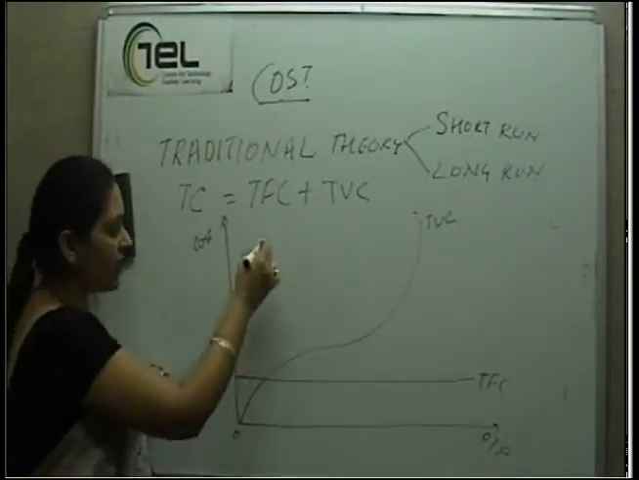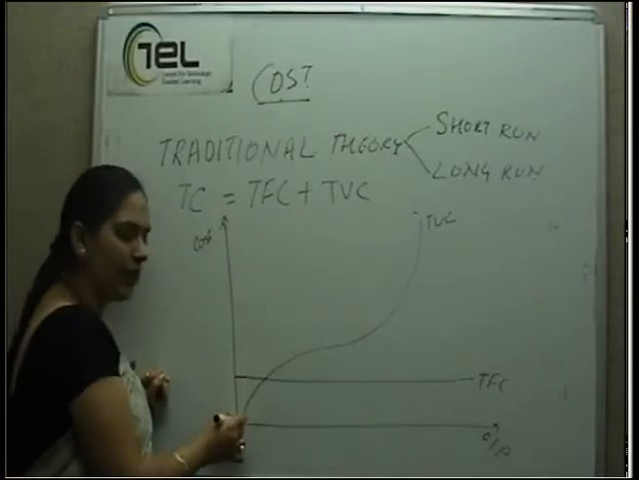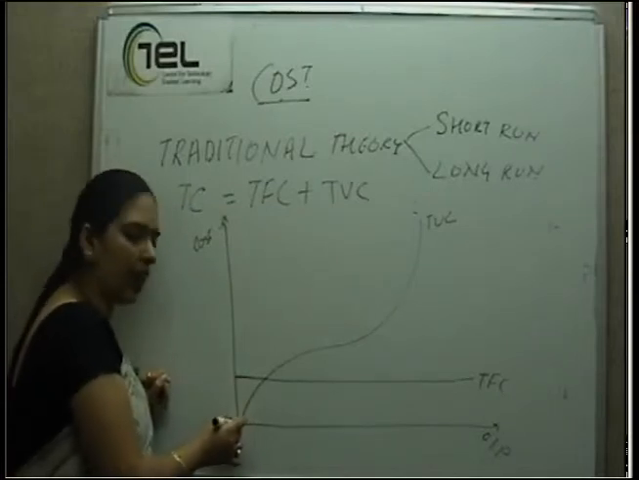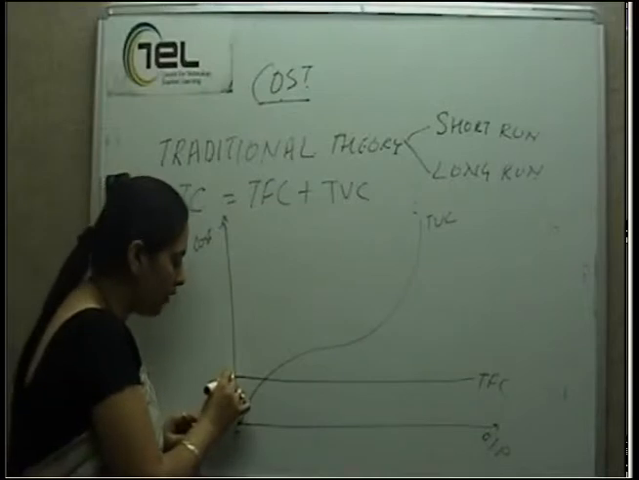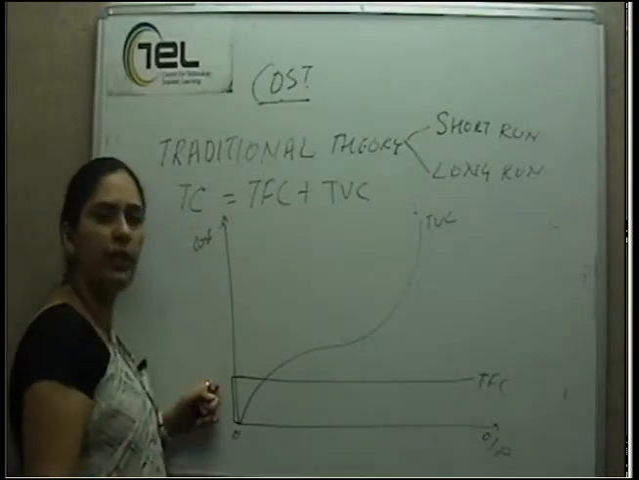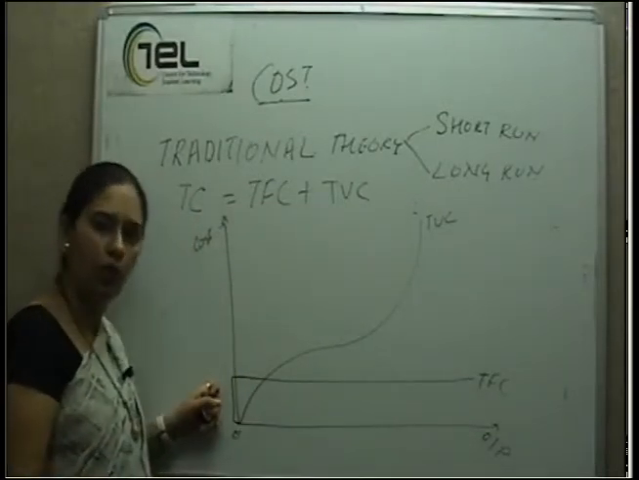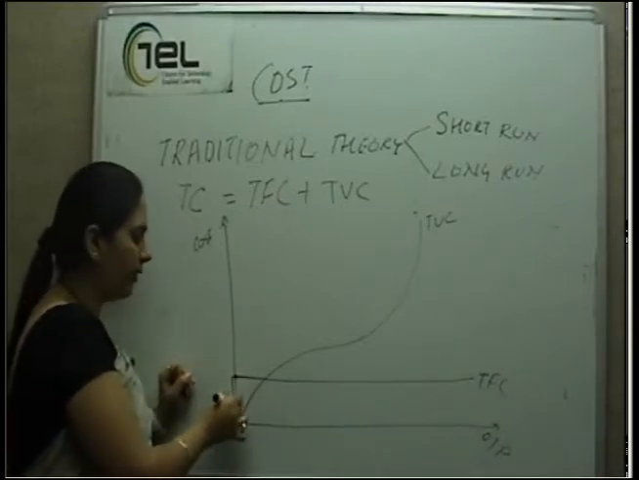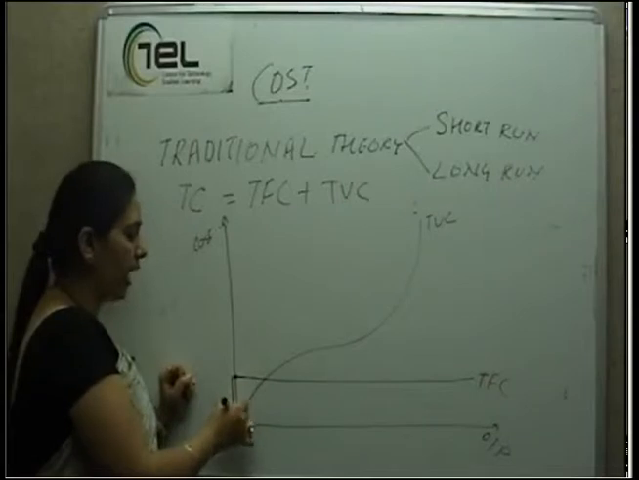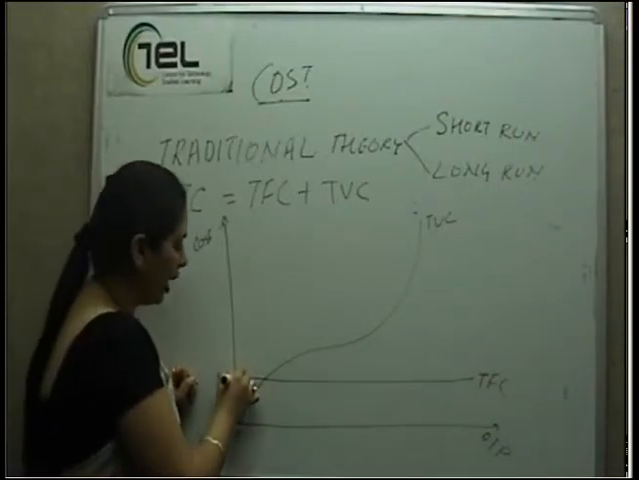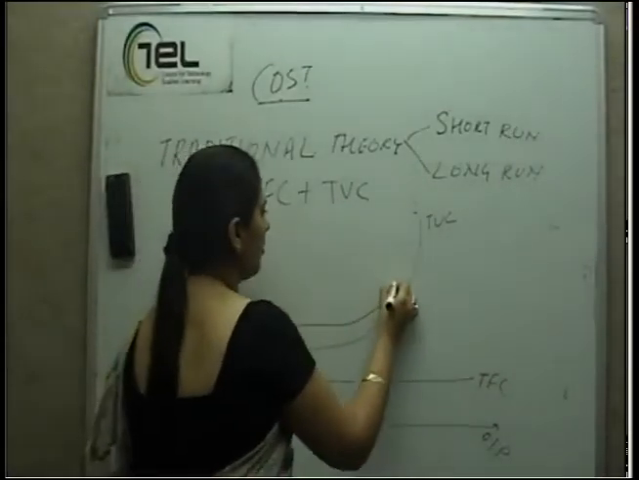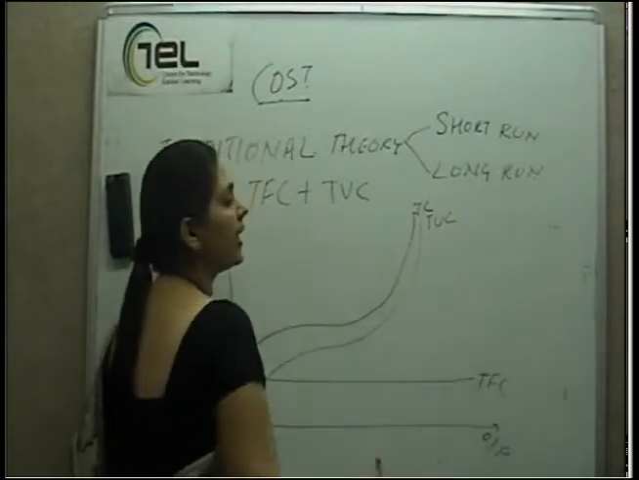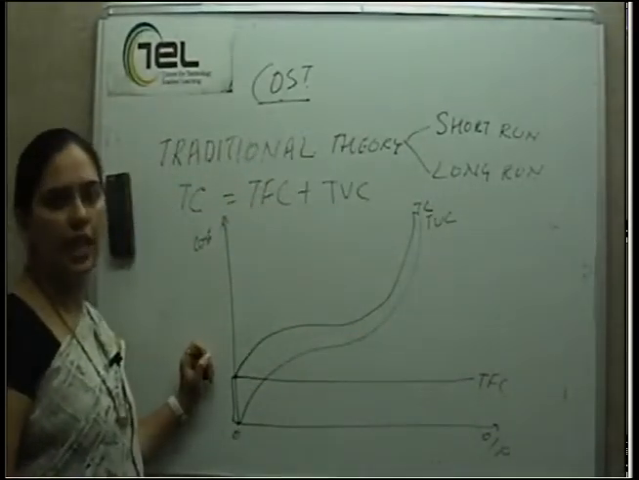Now TVC plus TFC if I do, obviously I know my curve will not start from origin because there is always a fixed cost which I will be incurring irrespective of the level of output. So I will be starting my total cost from the point where TFC starts, somewhere above the origin, but the shape of TC would be similar to TVC, that is inverse S-shaped curve.